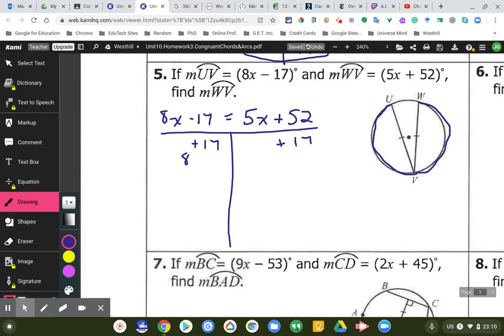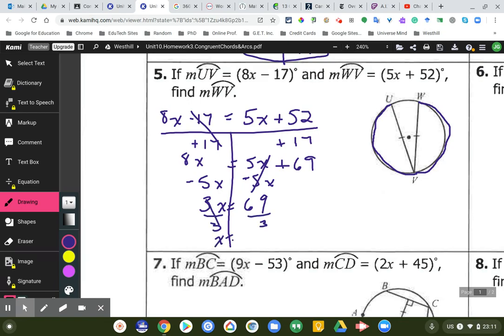So we got 8x is equal to 5x plus 69. This cancels out. And then minus 5x. Let's make that a minus. Minus 5x cancels out. So that's going to be 3x equals 69. Okay, divided by 3 cancels out. X equals 69 divided by 3, which is 23.